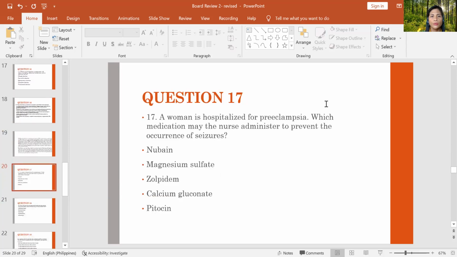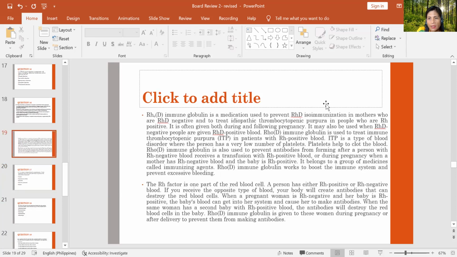Let's move on to the question. Before that, we have here the explanation of the RhoD. RhoD immune globulin is a medication used to prevent RhD isoimmunization in mothers who are RhD negative and to treat idiopathic thrombocytopenic purpura in people who are Rh positive. It is often given both during and following pregnancy. It also may be used when RhD negative people are given RhD positive blood.